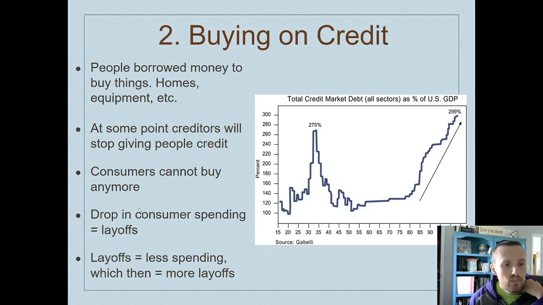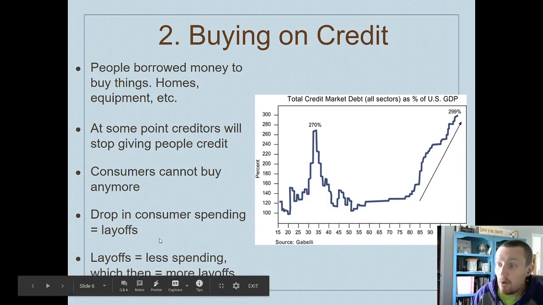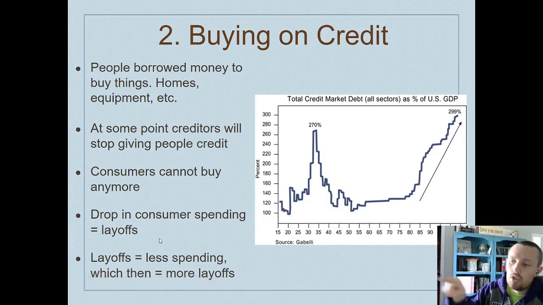That's the idea. So a drop in consumer spending equals layoffs. People aren't buying stuff. Companies can't afford to pay their employees anymore. Laying people off means they can't buy stuff because they don't have a job, which is now the great circle of a depression, which means companies can't afford to pay their workers. Because these workers aren't getting paid, they can't buy stuff to stimulate the economy even more, which causes other companies to start laying people off, and it just spirals from there.